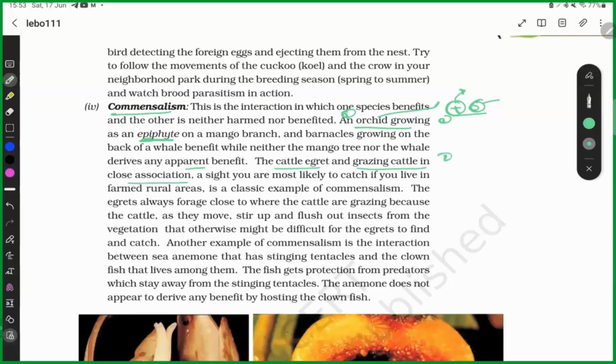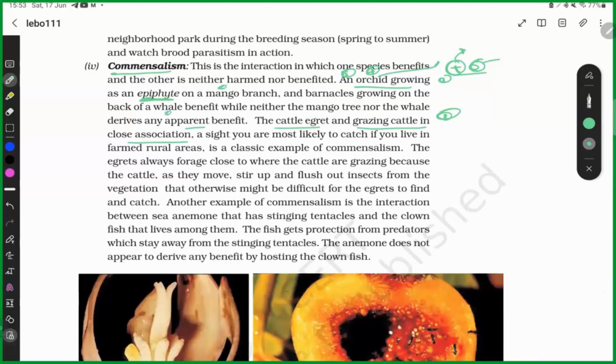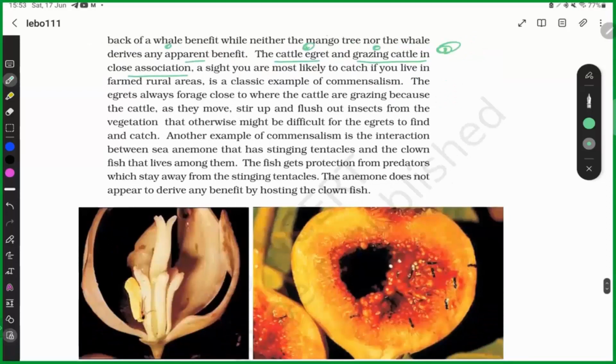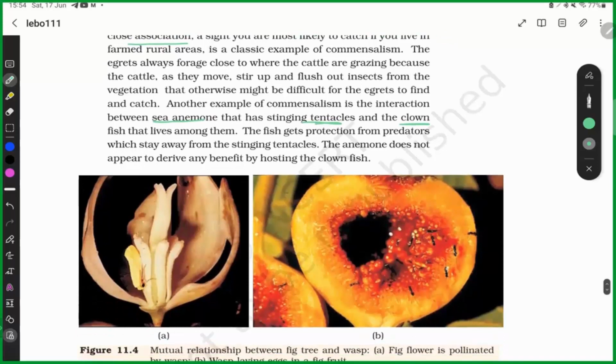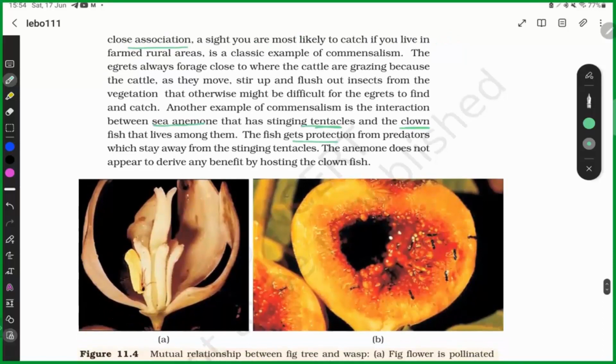So the orchid is positive, and the host tree is zero. Another example is sea anemone and clownfish. Because the sea anemone has stinging tentacles, no predator is going to attack it. So the clownfish gets protection from predators by staying near the stinging tentacles. So the anemone is zero and the clownfish is positive.